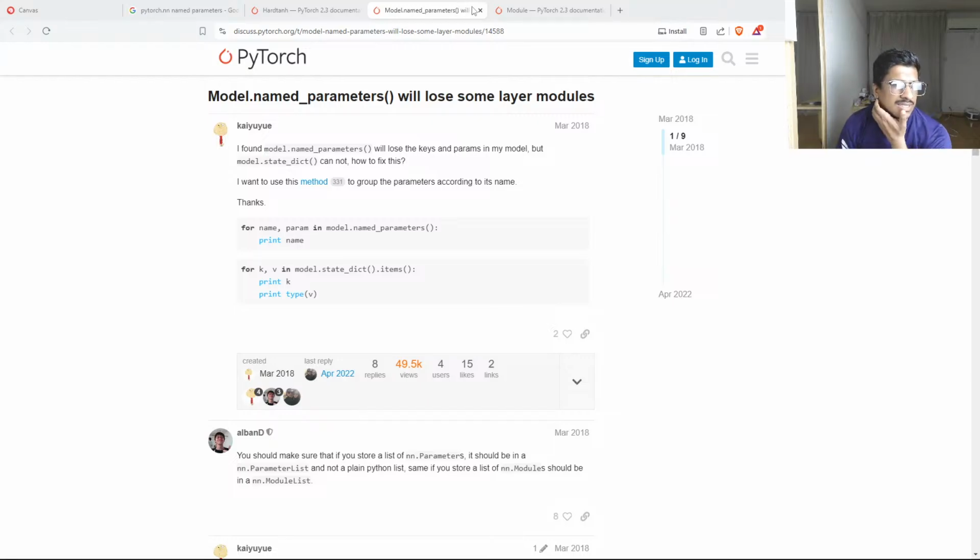I found named_parameters will list the keys and parameters in my model, but I am not sure how to fix this. Okay.